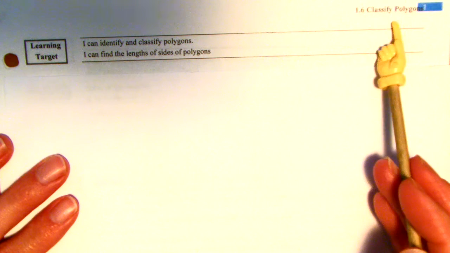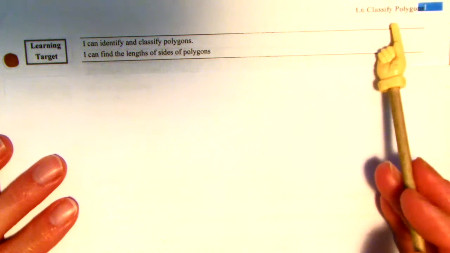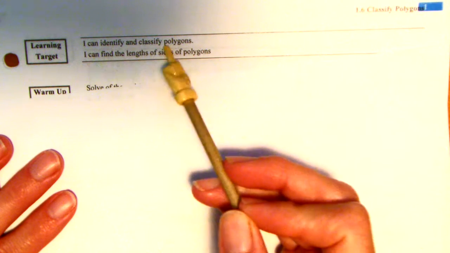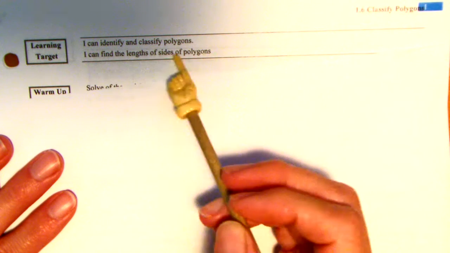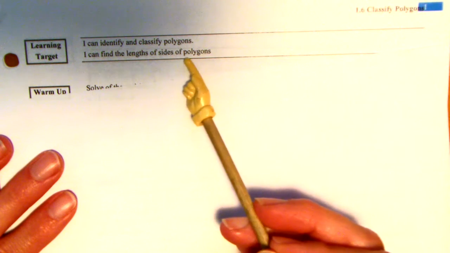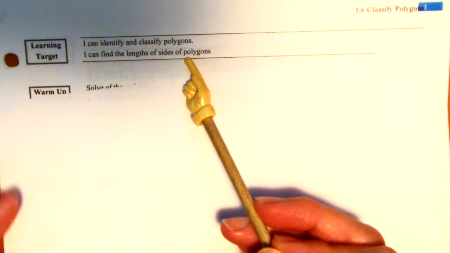Classifying polygons. This is a nice, short, sweet video, and like I said, we already did this video, so everything is already filled out. I really didn't want to waste paper, but in any case, I can identify and classify polygons. I can find the lengths and sides of polygons, particularly if they are regular polygons. That's a vocab word that you want to pay attention to. So here we go, the warm-ups.